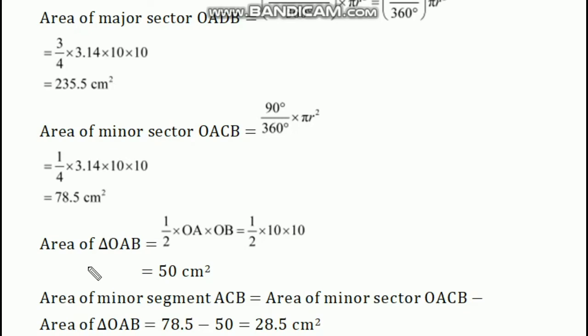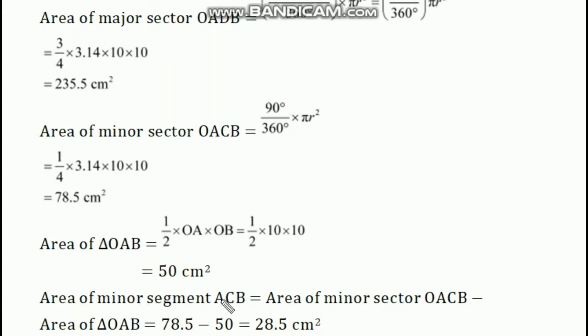Next we need to find out the area of triangle OAB from the diagram. We know the formula for area of triangle is half into base into height. Base is OA, height is OB, because that is a right angled triangle. Here the base and height are both 10 centimeters. So half into 10 into 10, if we simplify, we get 50 centimeter square.